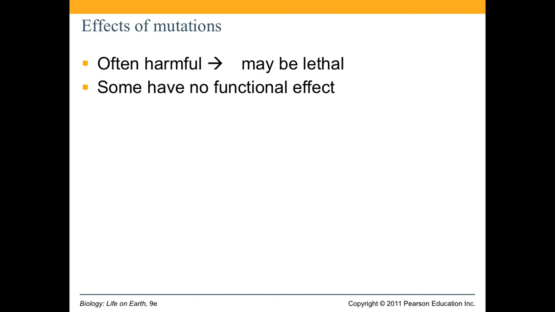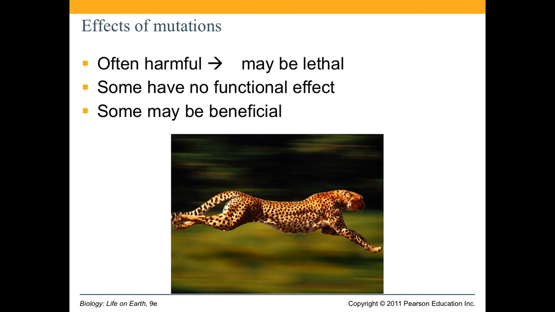Some actually have no functional effect. Even though there might be a point mutation, maybe it doesn't actually affect the protein that's made in the end, and so it doesn't really matter. Some might even be beneficial. Let's imagine we have a predatory cat. What if there's a mutation that makes the quadricep muscles in this cat a little bit stronger or have a little bit more endurance? That means that cat can run faster and it can run farther. Well, that's not necessarily a bad thing, and we call those types of mutations adaptations, and we'll get much more into that next unit when we talk about evolution.